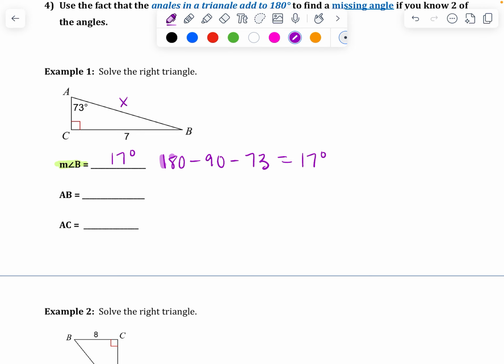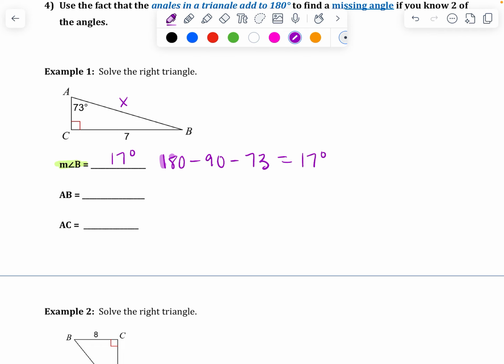If you try to use the Pythagorean theorem, that won't work because you also don't know side AC. So again, always keep in the back of your mind that in the equations up above, you have to know 2 out of the 3 things. I only know 1 of the 3 sides. I only know that one of the sides is 7.